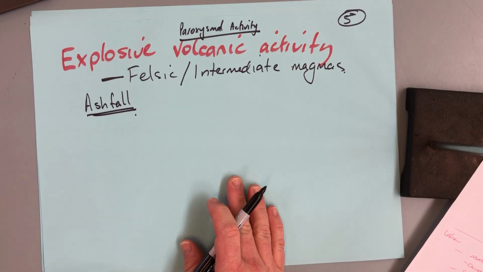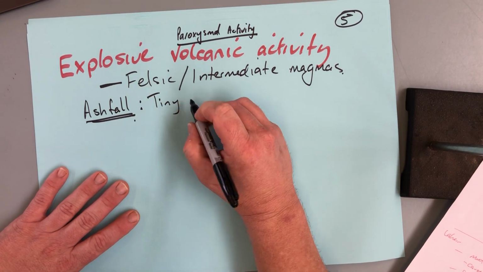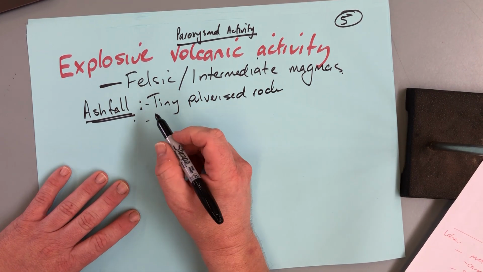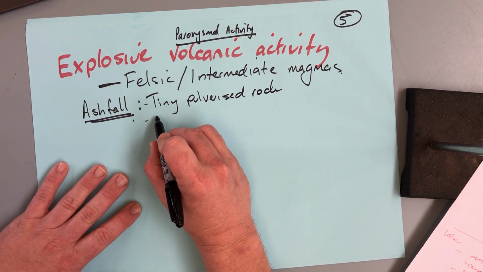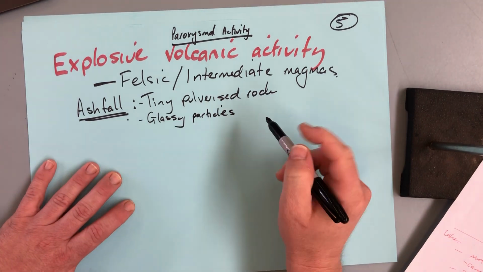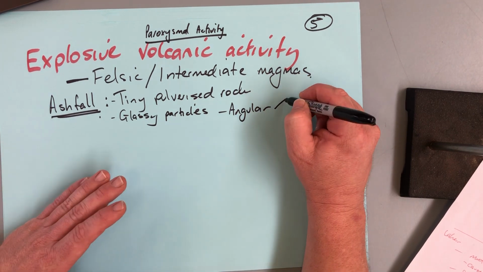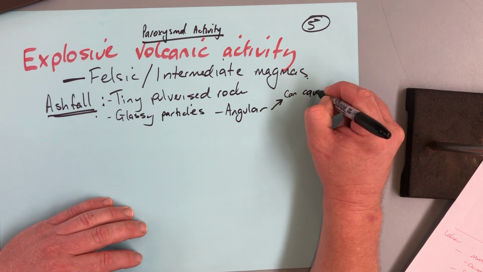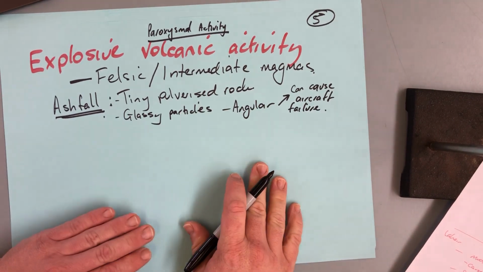What is ashfall? Ashfall is essentially tiny pieces of pulverized rock, or tiny particles of obsidian or glass. Glassy particles. These particles are very angular, which means they are very destructive and they can break down engines, like aircraft engines, if they fly through them.